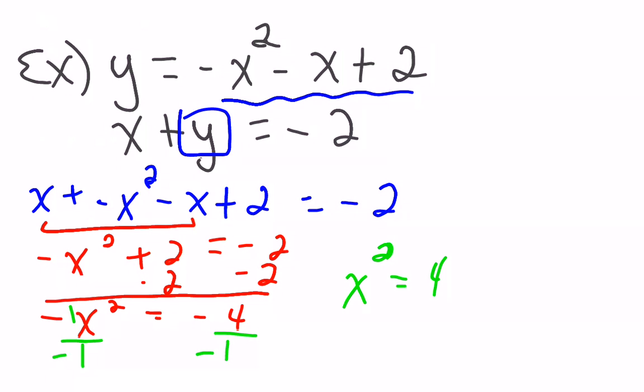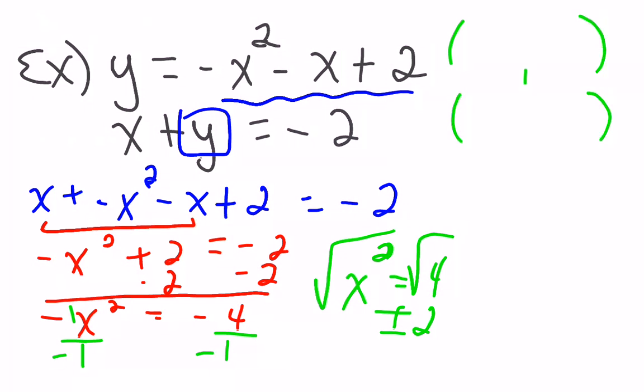And then to undo the square, we take the square root of both sides. And so we get 2. Remember, it's two answers. When I take the square root of 4, it's plus or minus 2. So this is where we get those multiple answers. So we know that our answers always come as an ordered pair. And so our first one is going to have 2 in it, and the second one is going to have negative 2 in it. So we have two different x's.